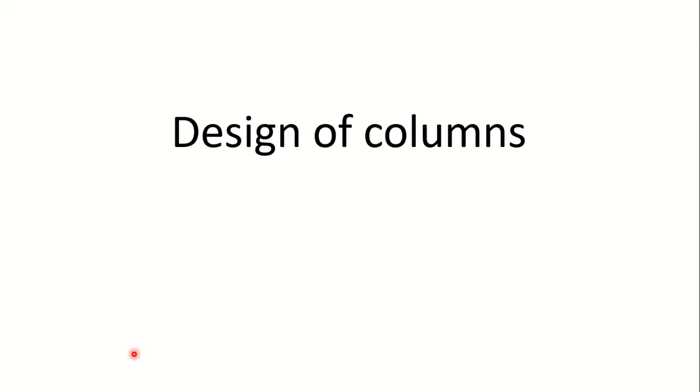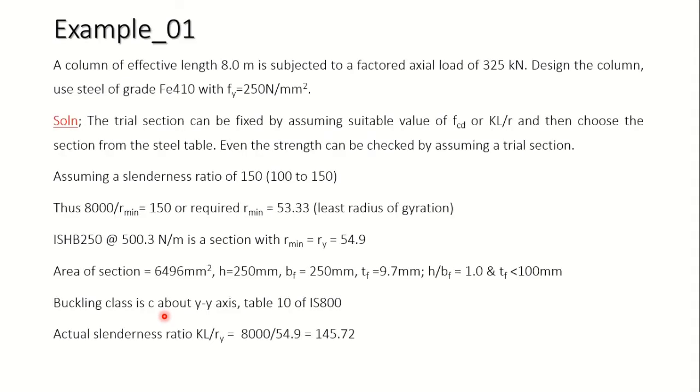In this session, we'll take up the design of columns. So this is the first example, and there's a column of effective length 8 meter. This is the effective length what has been given here, and is subjected to a factored axial load of 325 kilonewtons. And you need to design the column using a steel of grade Fe410 and fy equal to 250 Newton per mm square.